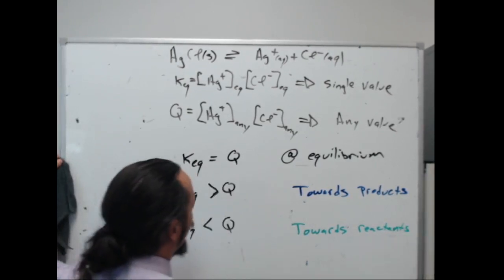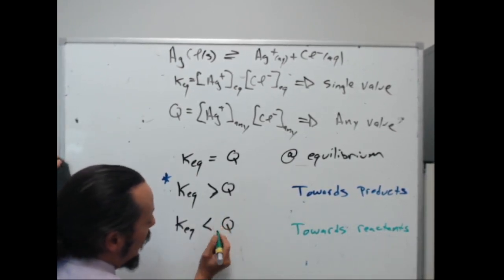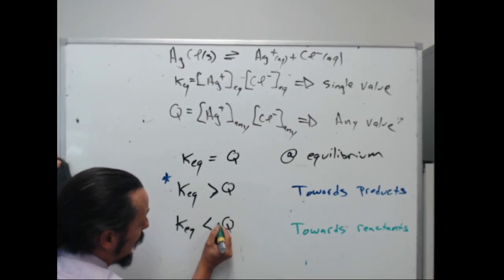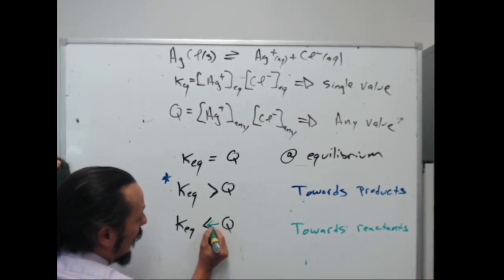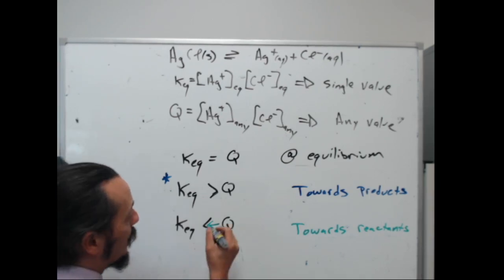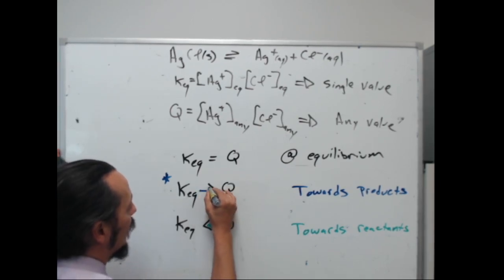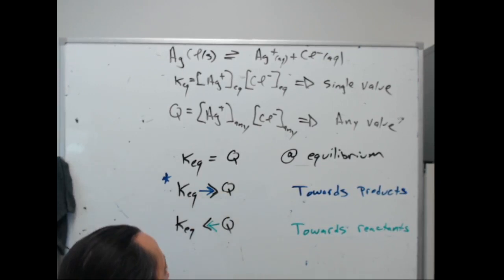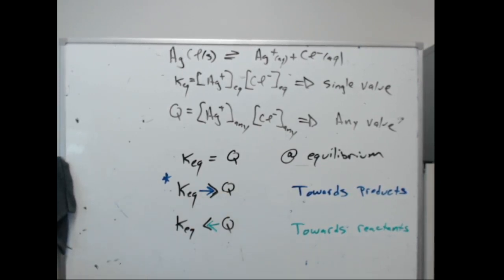And that's going to be the situation where we have towards reactants. The easy trick I have for remembering this is that the less than sign, you could pretend, makes a little arrow that points the direction the reaction goes. The greater than sign makes a little arrow that points the direction the reaction is going to go if you put KEQ up front. If you do Q versus KEQ, it messes everything up.